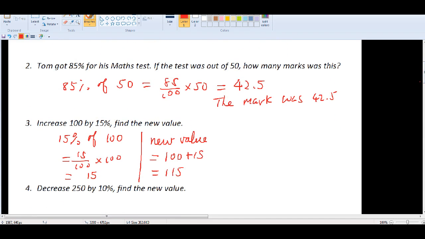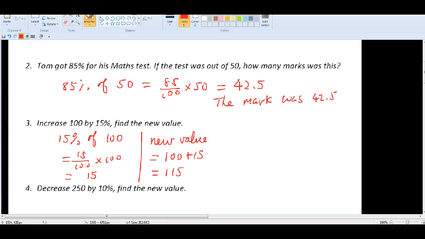Okay, so second question, 85% of his math test. So that's 85% is out of 50 mark. That's the total mark. Alright, so you just use 85% of 50 and that's multiplication, right? So you got 42.5 marks.